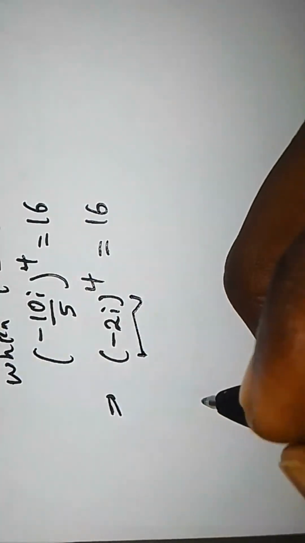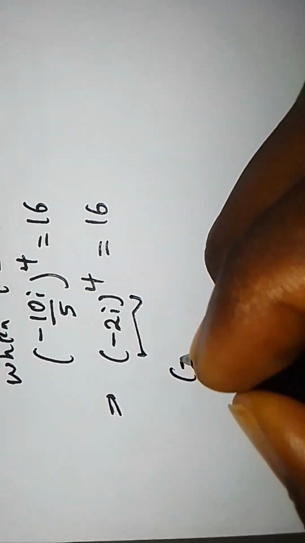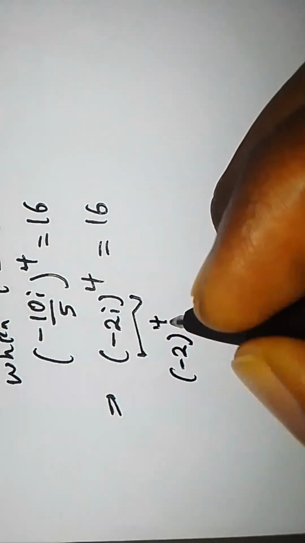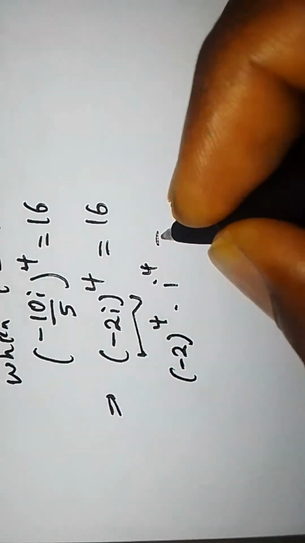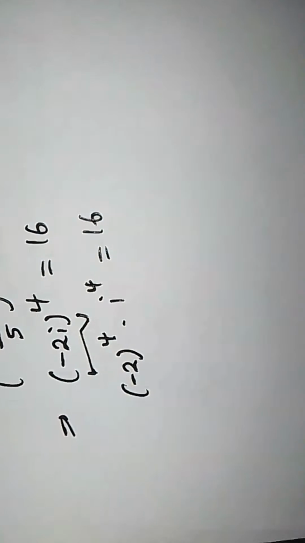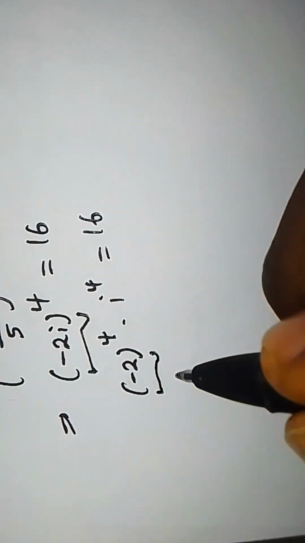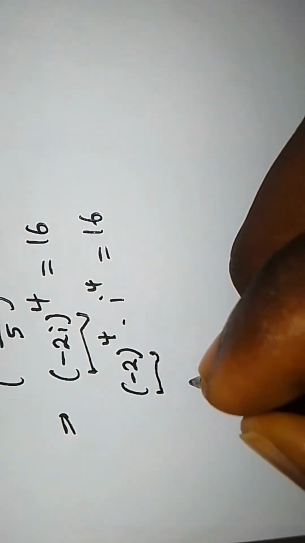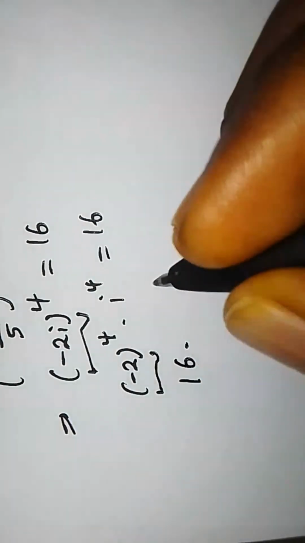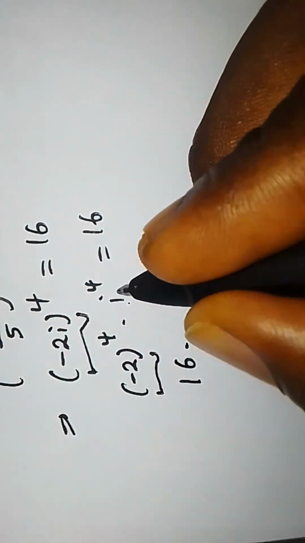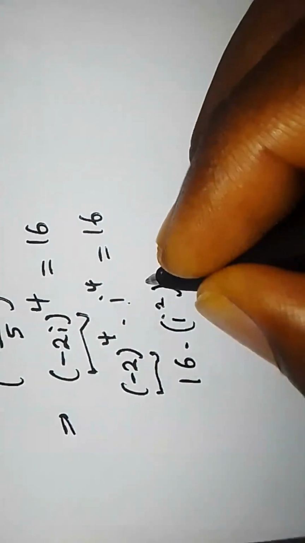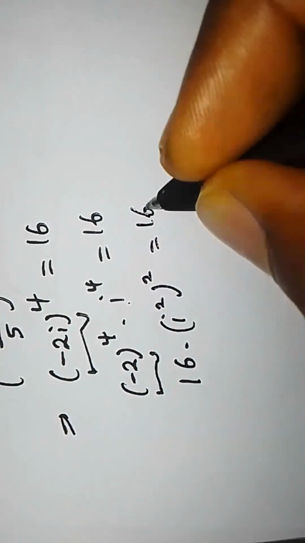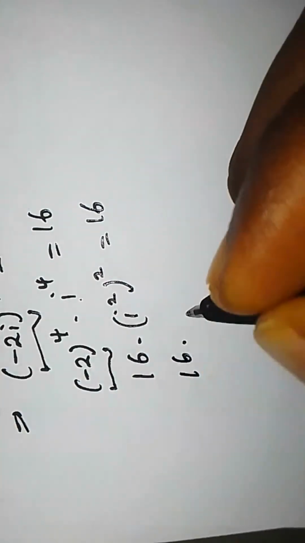This left hand side could be written as (minus 2) to the power of 4 times i to the power of 4 equal to 16. What is (minus 2) to the power of 4? Plug that in your calculator. We simply have 16 times i to the power of 4. Again, we can rewrite it as (i squared) squared equal to 16. So we have 16 times.